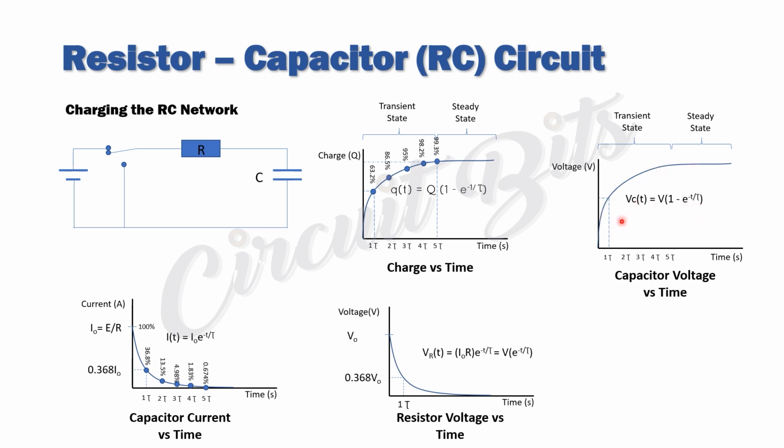Okay, what time it will be at a particular voltage, or what voltage at a particular time. We can use this equation to find that. Then we have, for the capacitor current versus time, this. We see that the current flowing into the capacitor at the beginning is its maximum, which is 100%.